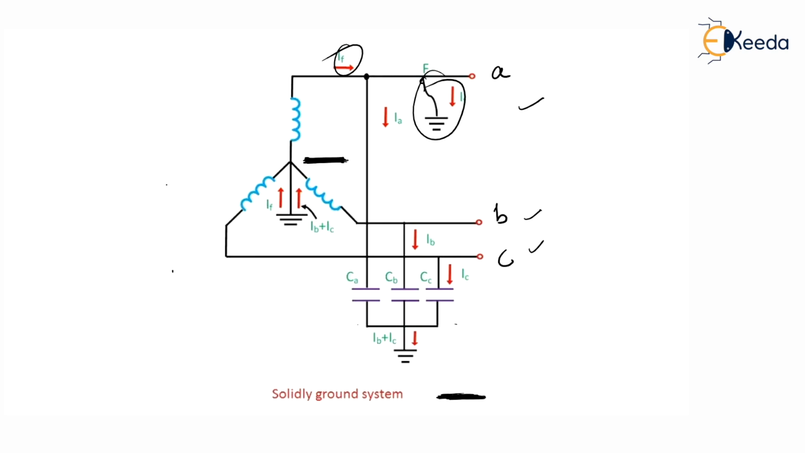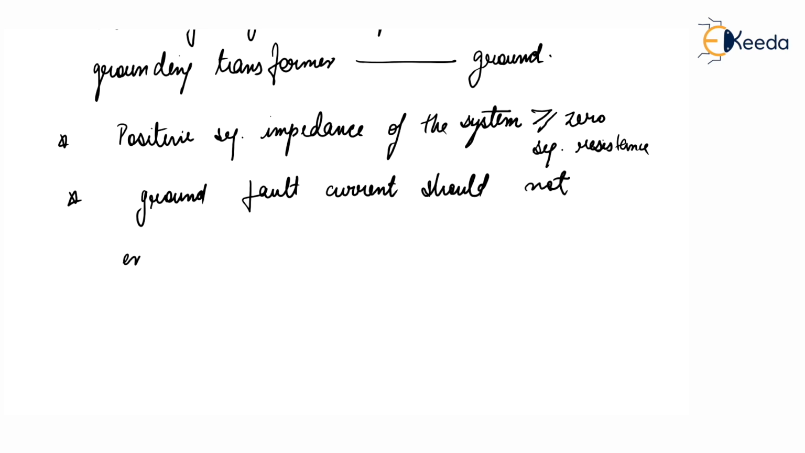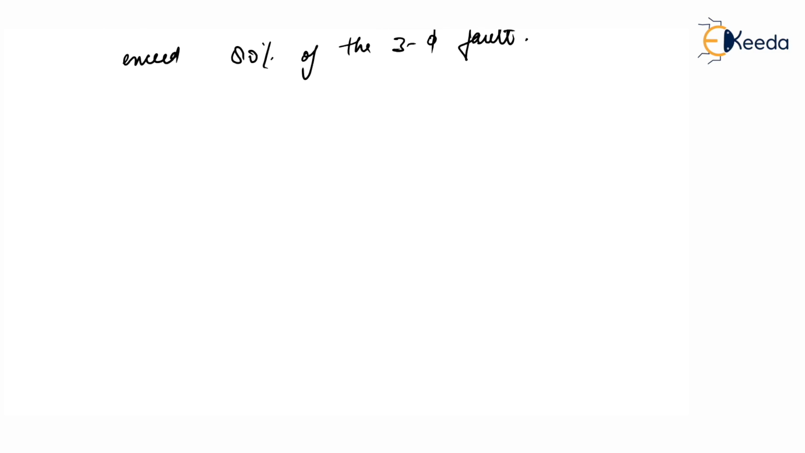For solid neutral grounding system, it is necessary that ground fault current should not exceed 80% of the 3-phase fault. It is usually used for keeping the fault current within safe limits. Now, second one is the resistance grounding.